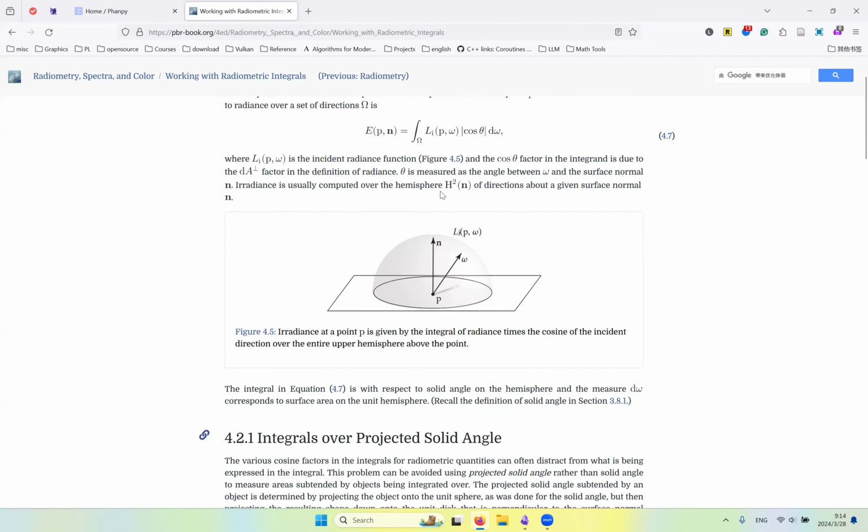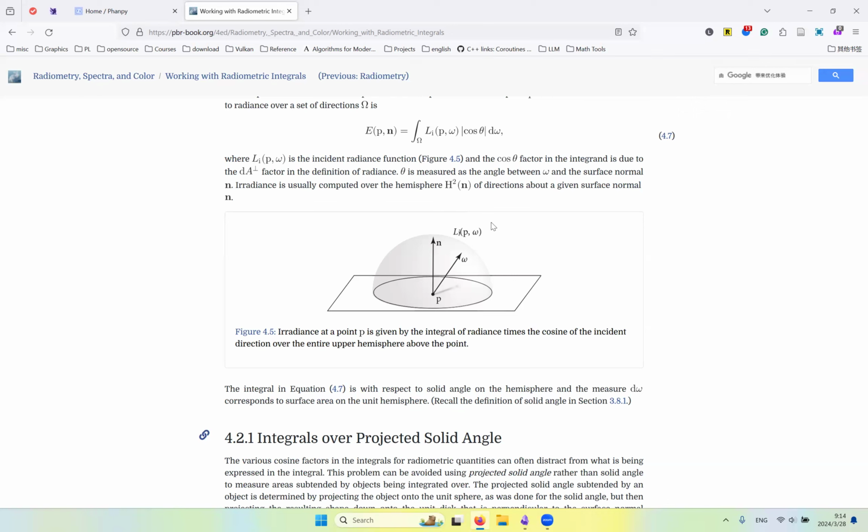So if I'm reading this right, this hemisphere is the integral of all of the radiance coming in to point P, all the incident radiance. Or is that referring to... okay, I'm thinking of something else, never mind. Yeah, just the irradiance. The radiance is irradiance per solid angle.